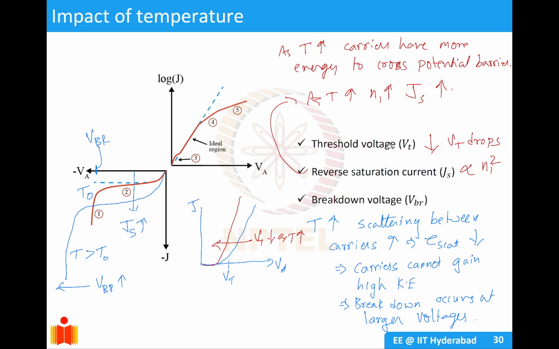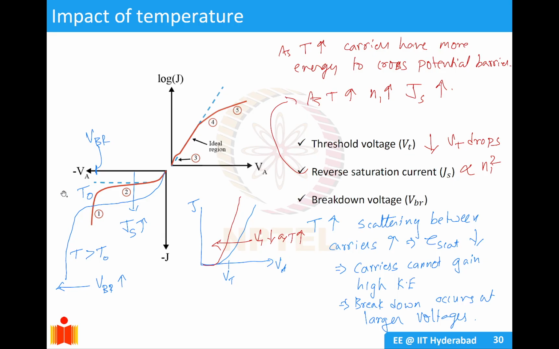Another thing that will happen is your threshold voltage will reduce, as threshold voltage is inversely proportional to your ni square. Since temperature increases, your ni will increase, so your threshold voltage will decrease. And your slope is q by kT, so as T increases, your slope also changes. So earlier it was like this, now it will look like this due to threshold shift.